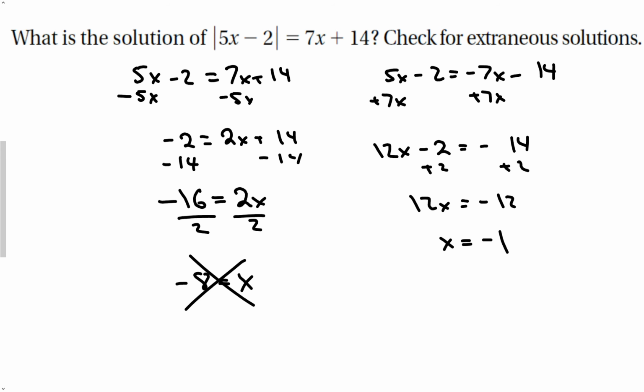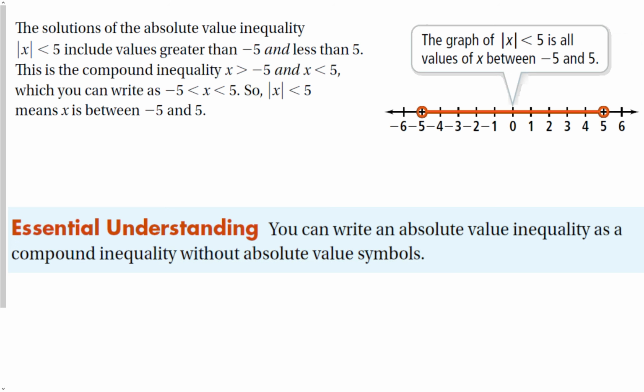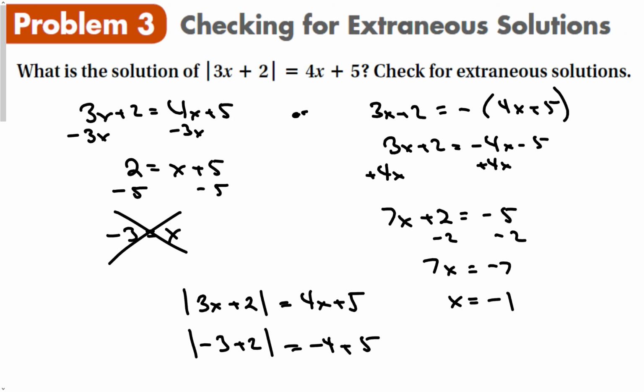With negative 1, it is a positive 7. Negative 7 times negative 1 is negative 7 plus 14 is 7. And then if I plug negative 1 in here just to double check, we get a negative 7, which works. Okay? So the point of this problem is always check your answers, especially if you have a variable on both sides for absolute value equations.